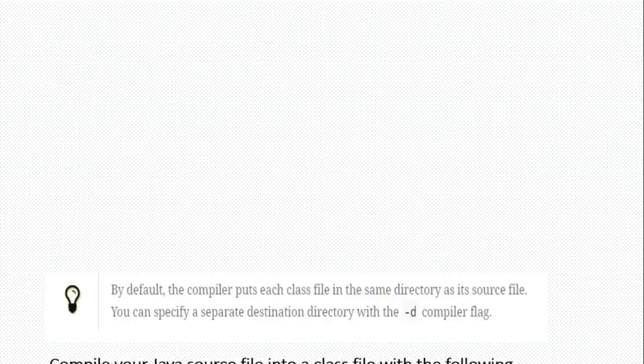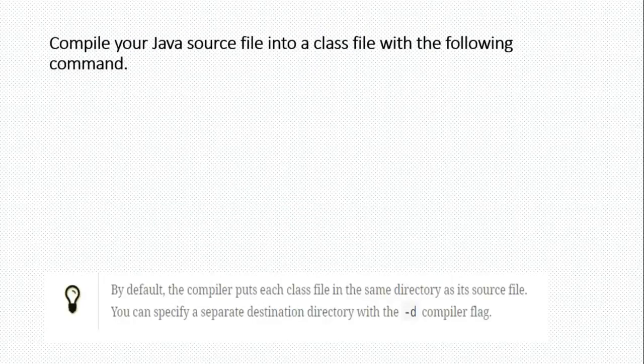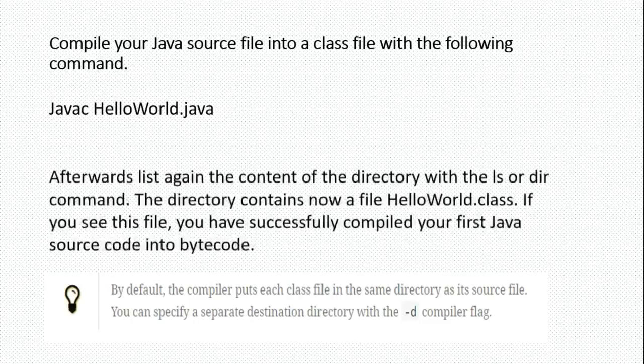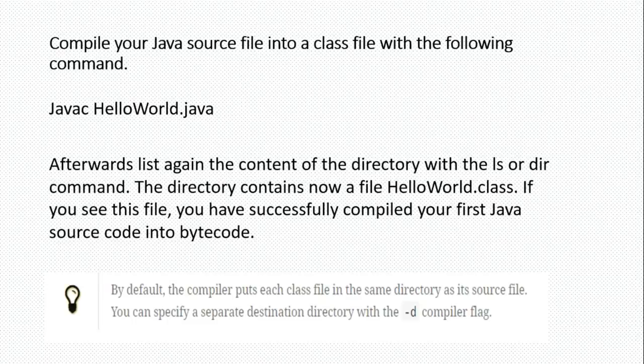javac HelloWorld.java. Afterwards list again the content of the directory with the ls or dir command. The directory contains now a file HelloWorld.class. If you see this file, you have successfully compiled your first Java source code into bytecode.